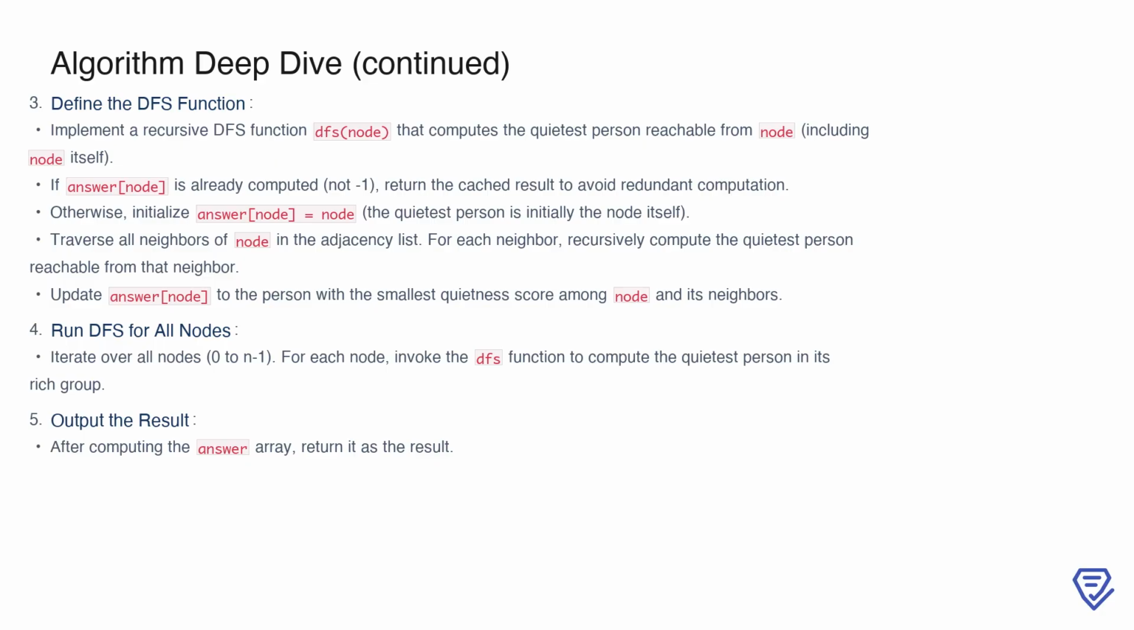Otherwise, we start by assuming the node itself is the quietest. Then, for each neighbor of the current node, we recursively compute the quietest person reachable. As we process these neighbors, we compare their quietness scores with the current quietest person and update the result accordingly. Once the DFS function is defined, we run it for every node in the graph to ensure that the quietest person for each group is computed. Finally, the completed answer array is returned as the result, containing the solution for the problem.